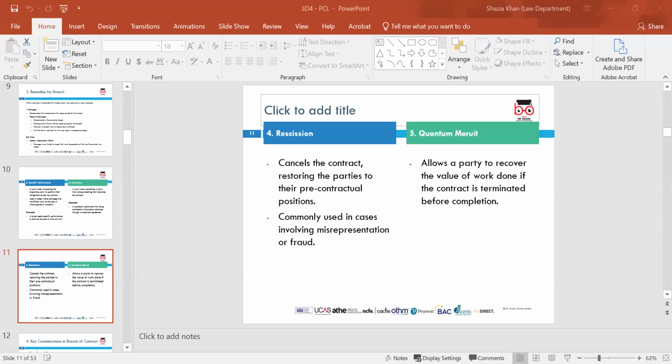The next one is quantum meruit, and this is a legal term that refers to a claim for a reasonable amount of money for services or goods provided. It's a common law method for assessing damages. An example would be if a plumber fixed a leaky pipe and did not have a prior agreement with the property owner on how much they would pay for the services. The plumber would still be entitled to be paid for their services.